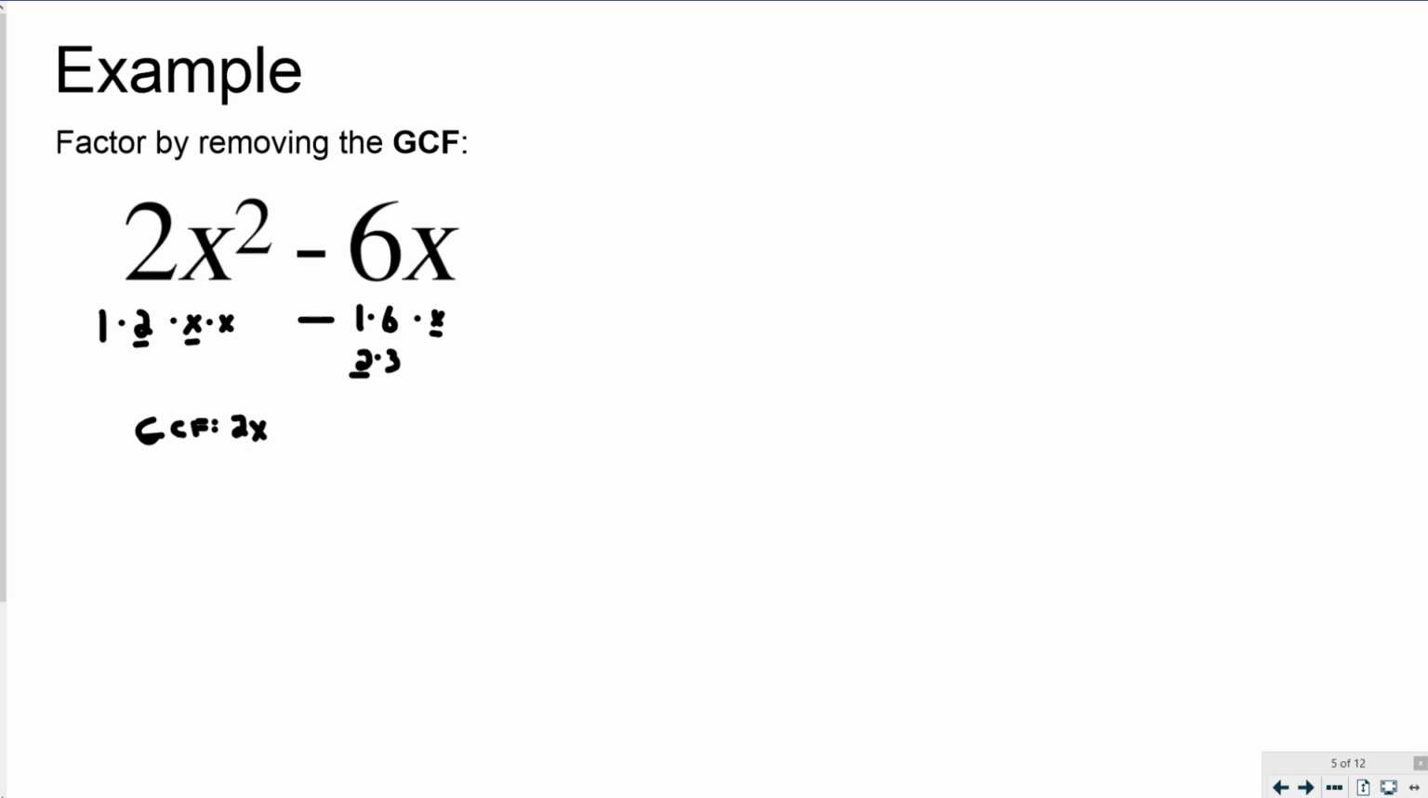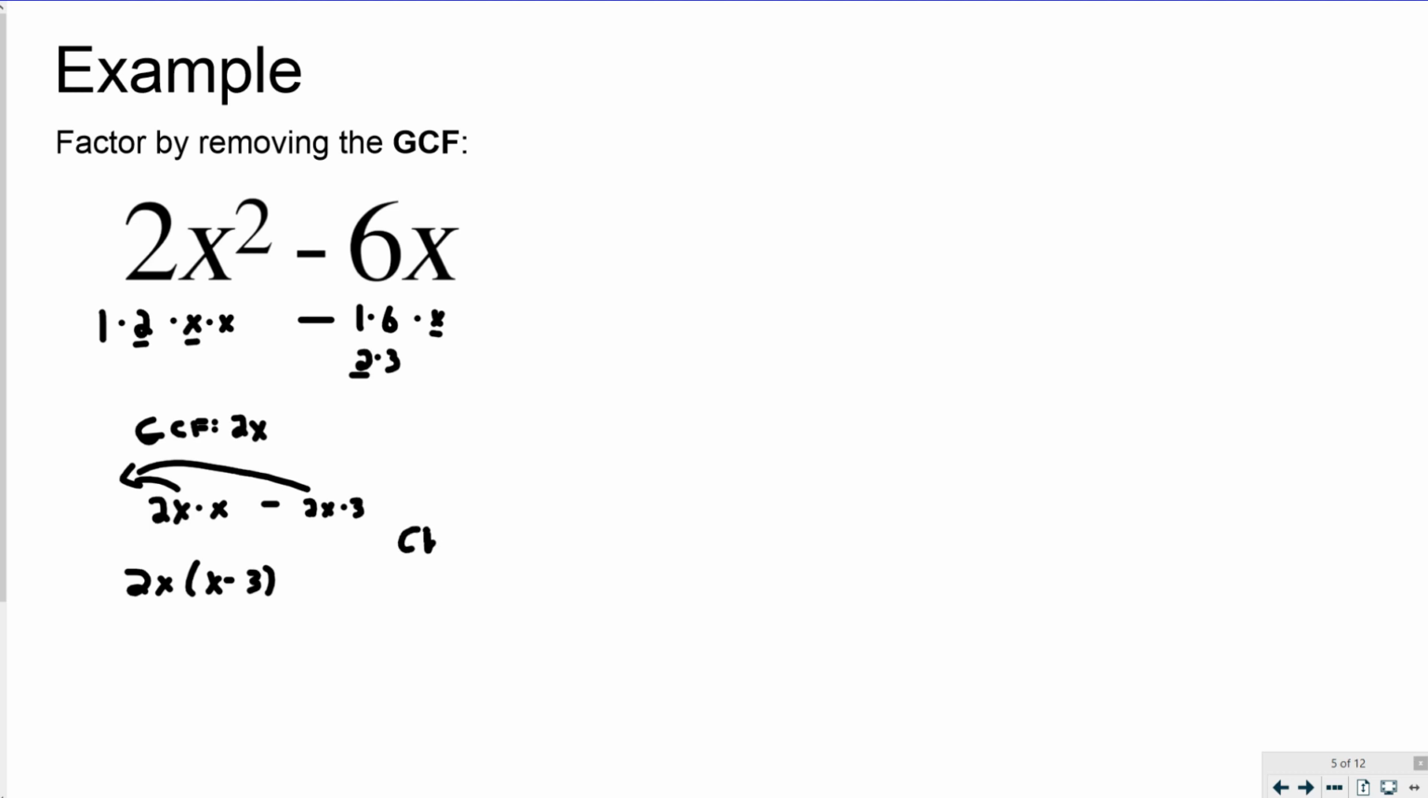And I can rewrite them as the product of 2x times x for the first term, and the second term can be written as 2x times 3, which is what's left over here. So then I can reverse distribute, yank the 2x out, and I get 2x times x minus 3 as my factored version.